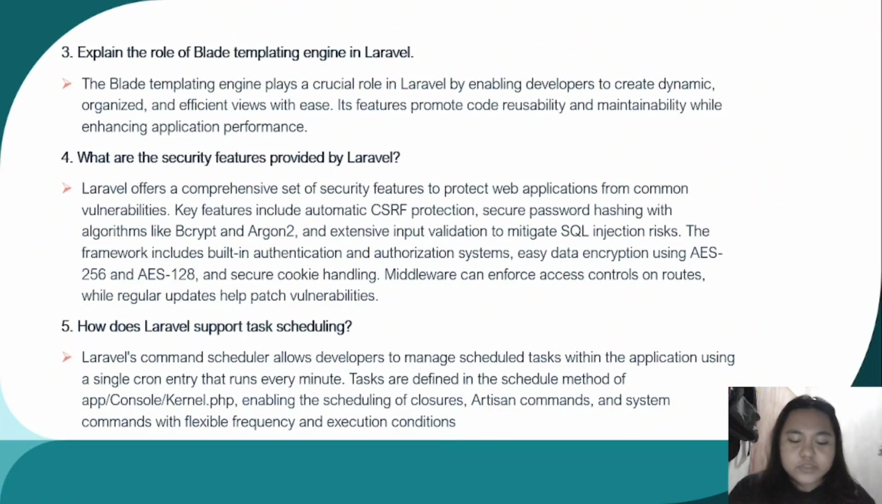Laravel provides a robust set of security features designed to protect web applications from common vulnerabilities. One of the key features is cross-site request forgery protection, which automatically generates tokens for forms to ensure that requests are legitimate. Additionally, Laravel employs secure password hashing algorithms like bcrypt and Argon2 to store passwords safely, making it difficult for attackers to retrieve them.